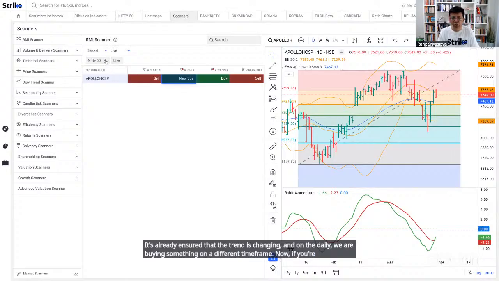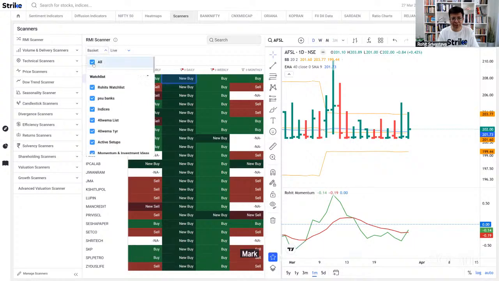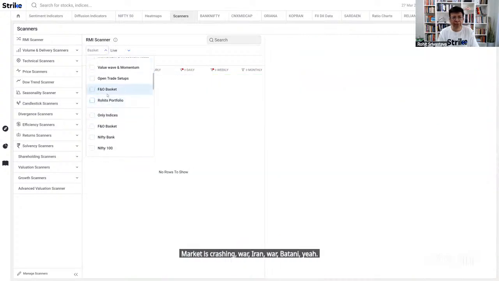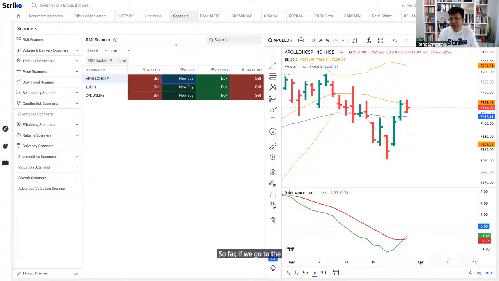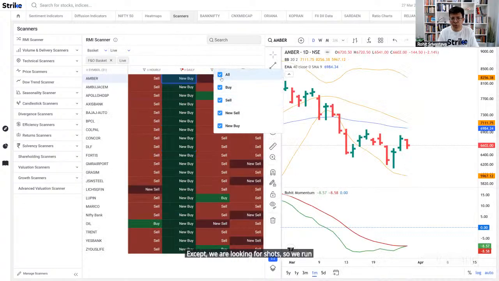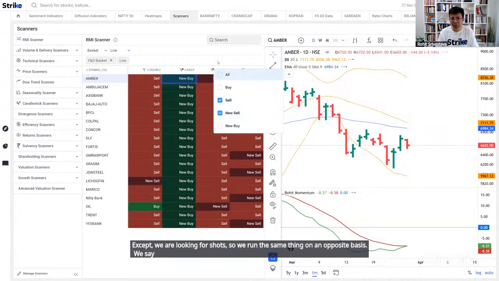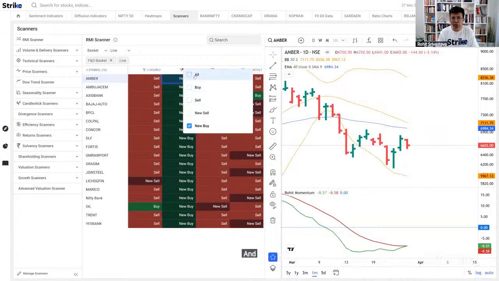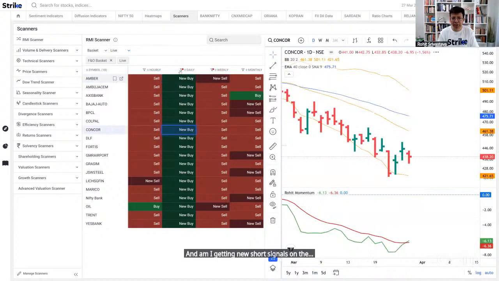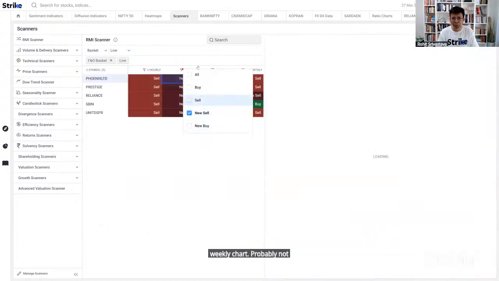Now, if you're doing a long short market, you may say no, no, I don't want to go long. The market is crashing, there's a war, the Iran war, don't you know? So fine, we go to the FNO basket, run the same thing, except we are looking for shorts. So we run the same thing on an opposite basis. We say what is sell and new sell on weekly. And am I getting new short signals on the weekly chart? Probably not. Probably yes. Who knows?